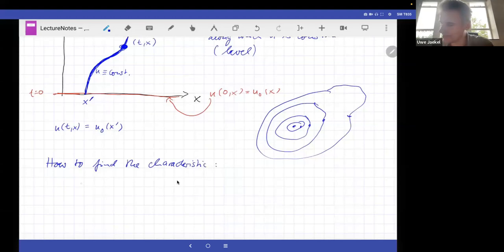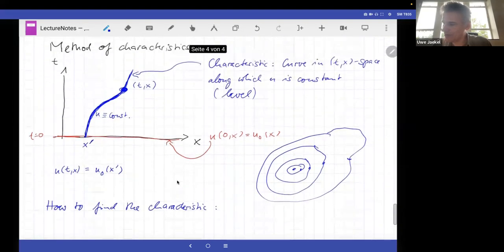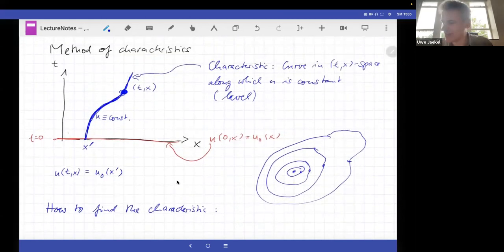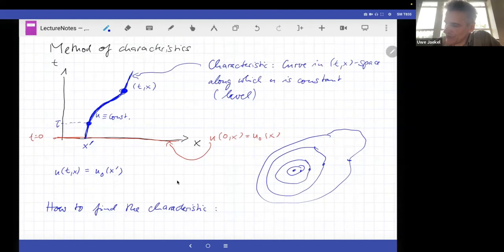So what is the characteristic? Let's assume we can introduce parameters. Let's assume a parameter, and let's hope for the situation that we have here. For every time on the characteristic, let's say we have time tau. Because t is the time where we want to evaluate the function. We are interested in the function at position x and at time t.